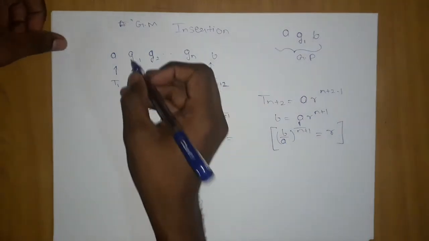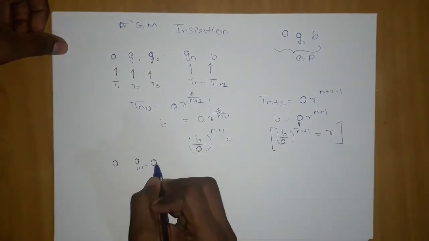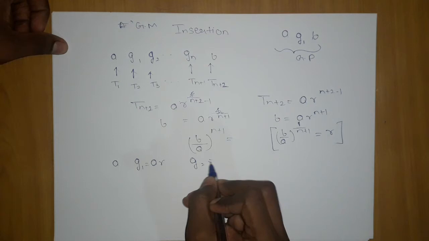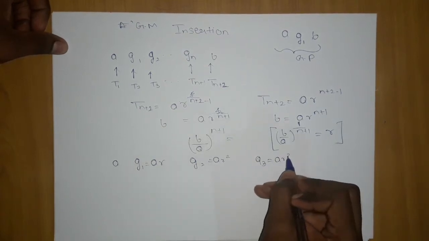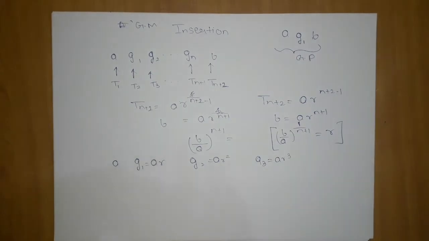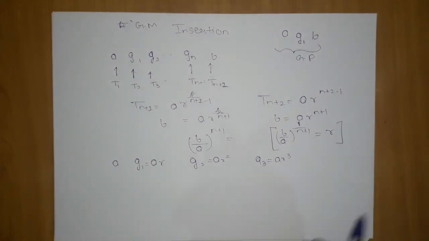Now if the first term is a, then g1 is nothing but ar, g2 is nothing but ar square, and g3 will be nothing but ar cube. So you can find any gm just by multiplying a by r to the power of that term's position, so it makes our job easy.